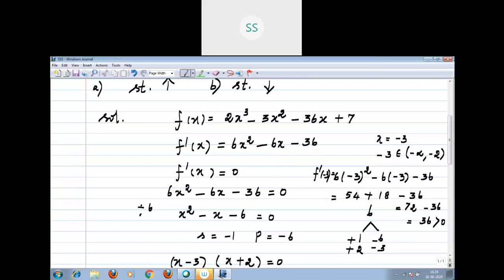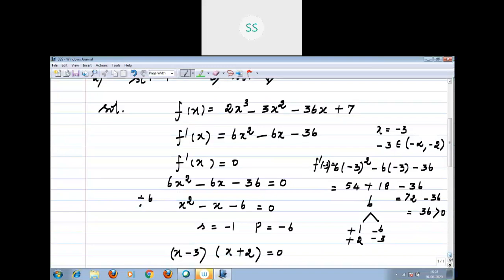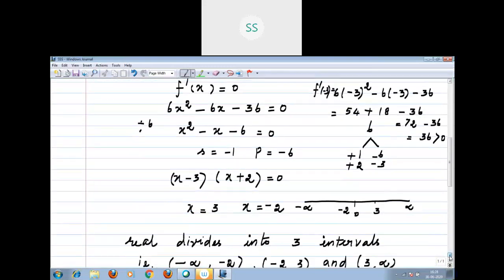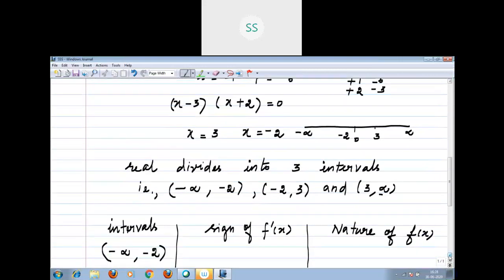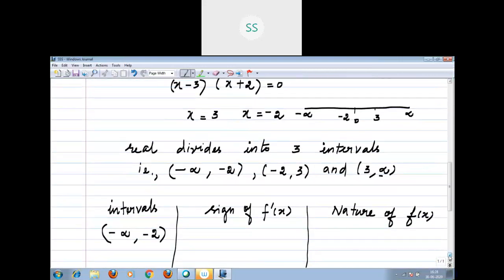If the derivative is greater than 0, that means the function is strictly increasing. The derivative is positive, that means f dash of x is greater than 0. The function is strictly increasing.